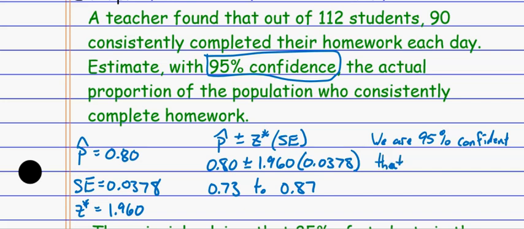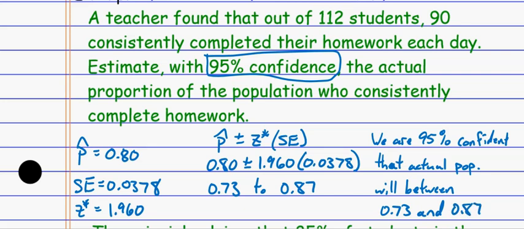That the actual population percentage will be between 0.73 and 0.87. In other words, we found that 80% of students completed their homework each day, but we don't necessarily think the entire population will be 80%. We think the population will be somewhere between 73% and 87%. And we're 95% confident that the population will be between those two values. Okay? That's what we're calculating here.